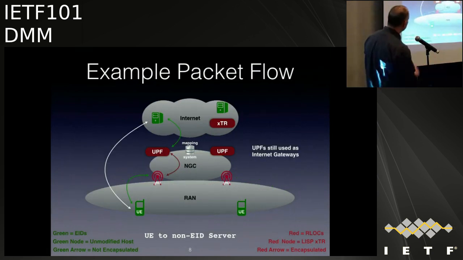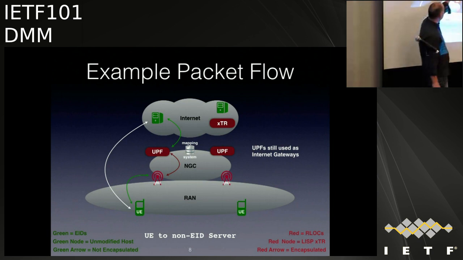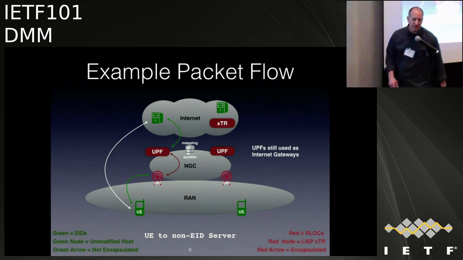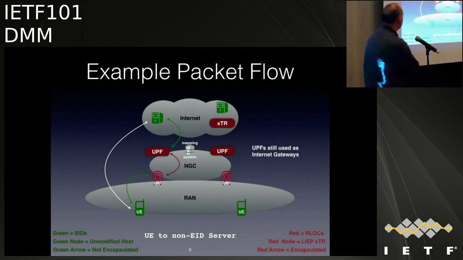This is showing an example where a UE wants to talk to a server, and it's a server that doesn't support LISP. That's an important consideration. The other case is a server that will support LISP, meaning that there's a LISP XTR somewhere at the site, at the data center, or wherever it is. So we'll show you the first case.